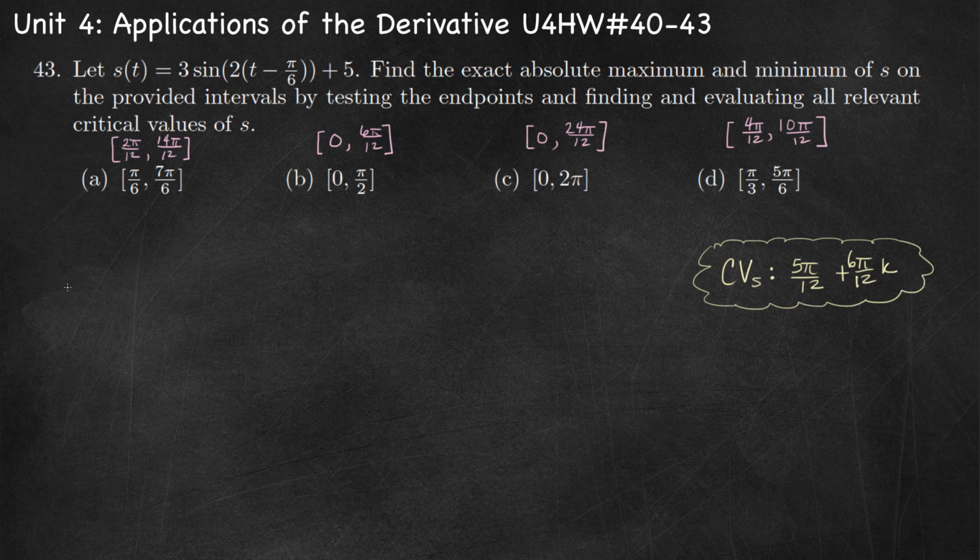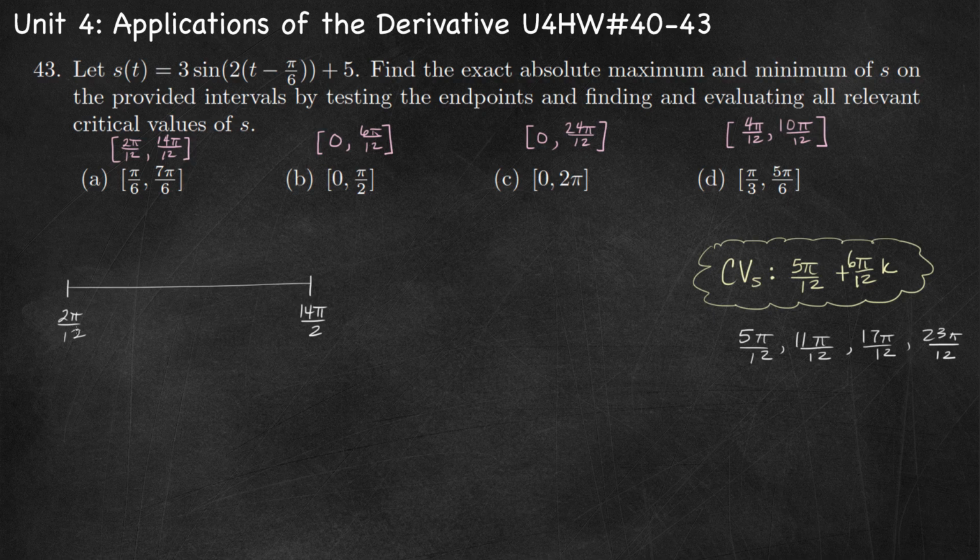So for part A, we're working on the interval from pi over 6, which is 2 pi over 12, to 7 pi over 6, that's 14 pi over 12. So critical values would be, let's just list some of these over here. We've got 5 pi over 12. The next one is going to be 11 pi over 12. The next one is going to be 17 pi over 12. And then 23 pi over 12. Anything bigger than that is going to be outside of our largest interval. And we don't have any less than 5 pi over 12 because the next one that would come before that would be negative pi over 12, and all of our intervals start at least at 0.